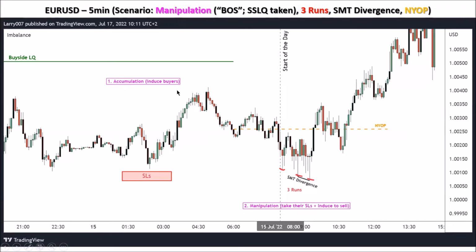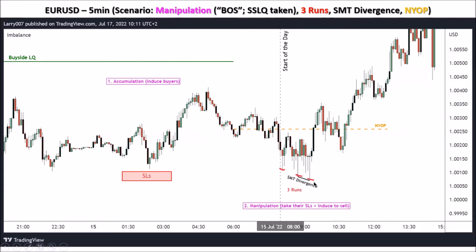So this is the scenario. We first accumulate buys, okay? Buyers are induced to buy inside this range. Then boom, we manipulate, and what we look for is to buy after the manipulation has happened. Sorry. So here the manipulation has happened.